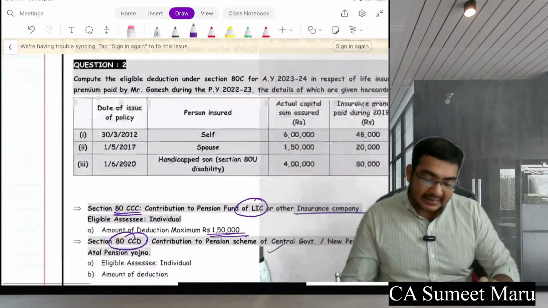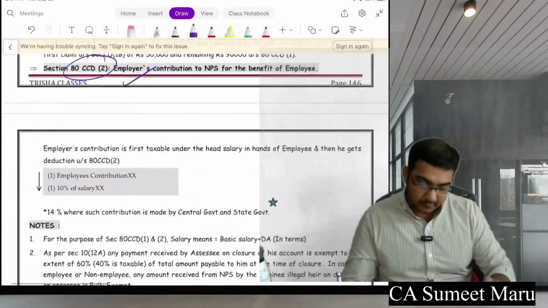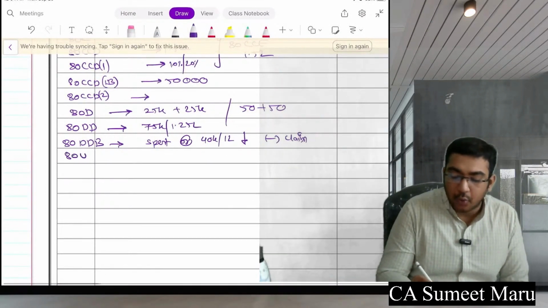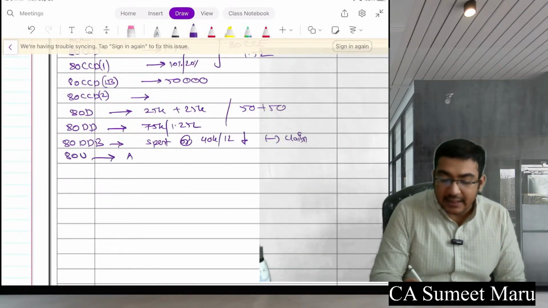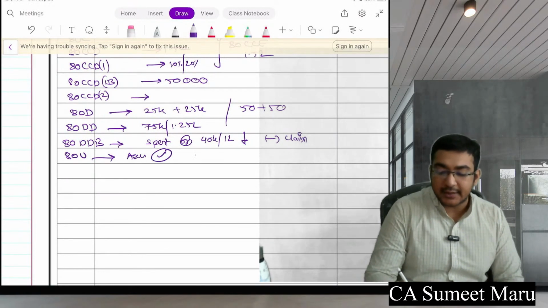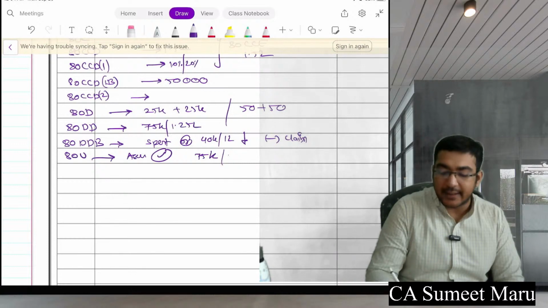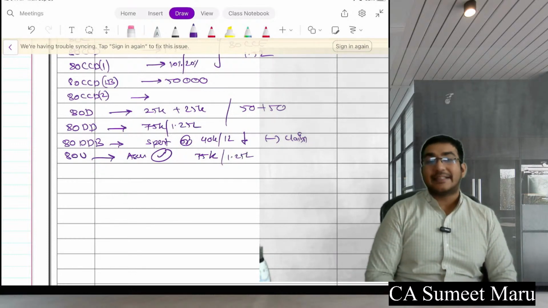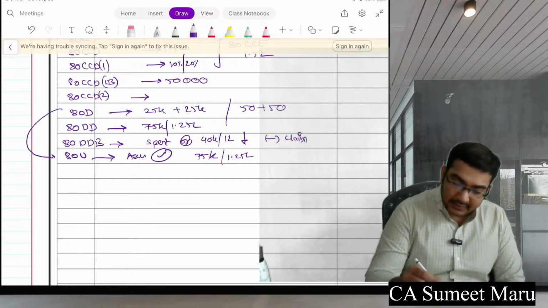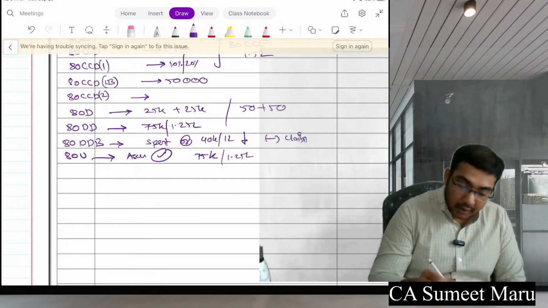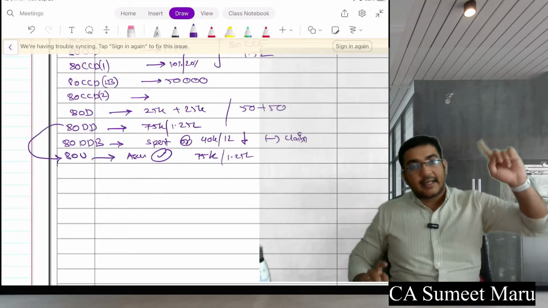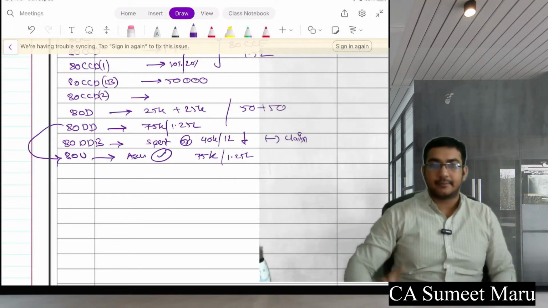Okay, next section. I will say it myself: here is your 80U. In 80U, if the assessee himself is claiming the deduction for being handicapped or anything, the deduction is again 75k for normal disability and 1.25 lakh for severe disability. But if your relative is not claiming this, then you can claim this. Any one of these: either the relative will get it or the assessee himself will get it.